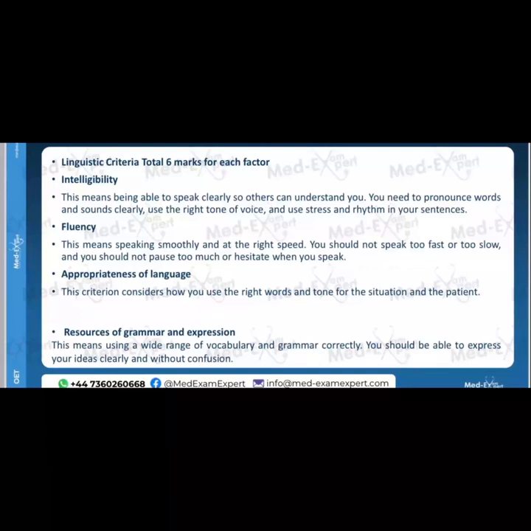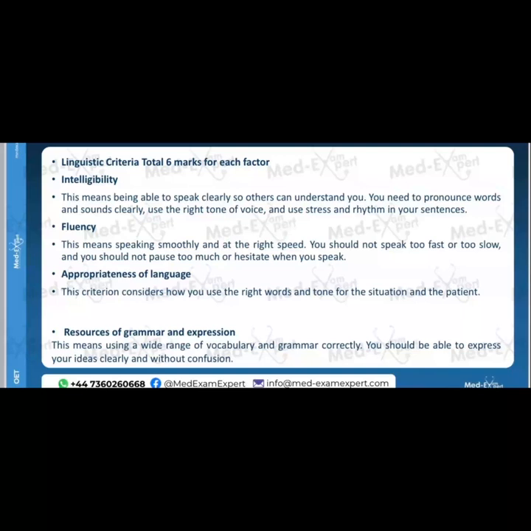Intelligibility means being able to speak clearly so others can understand you. You need to pronounce words and sounds clearly, use the right tone of voice, and use stress and rhythm in your sentences. Let me tell you very honestly, if you are confident enough to talk about the thing, even if you don't have enough knowledge about it, but you are talking confidently, you are good to go in OET speaking. They only test your confidence, how confident you are.